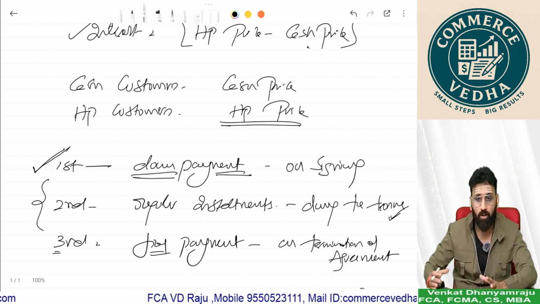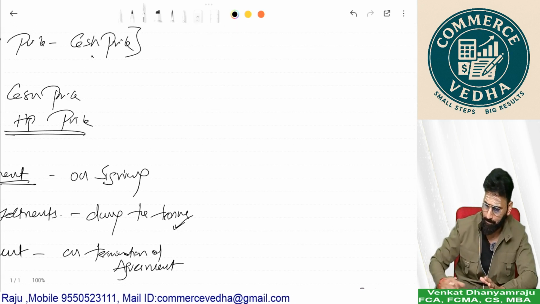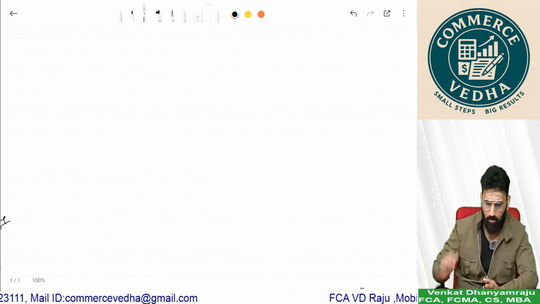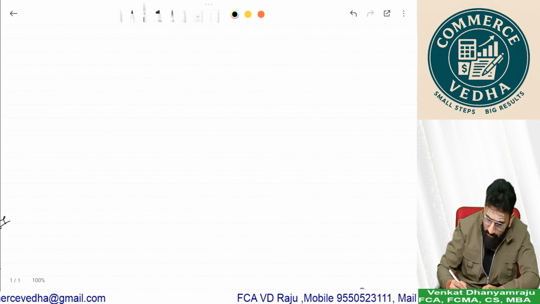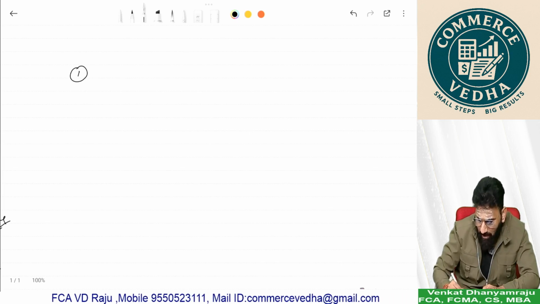Then what is the importance of this final payment? That is very, very important to understand. Right. Number one, what happens as per the agreement?